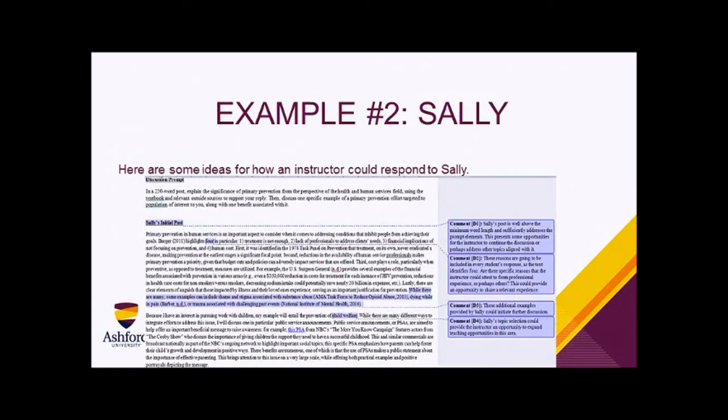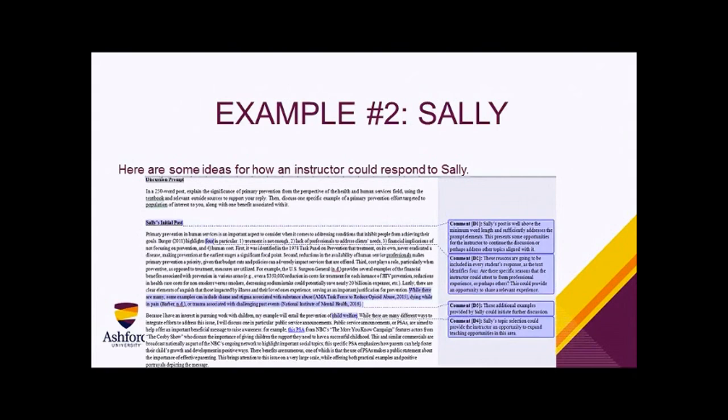So, in comparing the two sample student responses, we can see that there are some clear similarities and differences between them. And the comments on the right-hand side reflect some examples of approaches that an instructor could potentially take when responding to the student. You can find this sample example as Slide 22 example in the resources, but I'll go ahead and read the comments that are provided on the right-hand side of the screen.